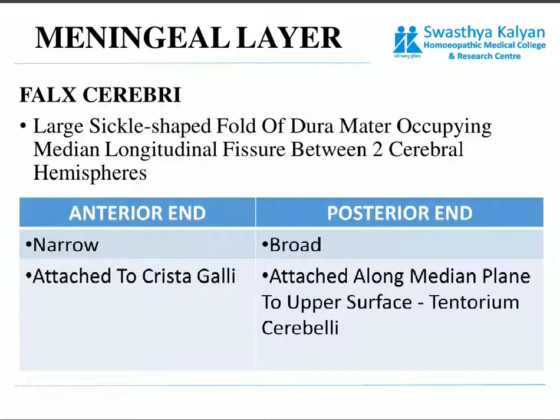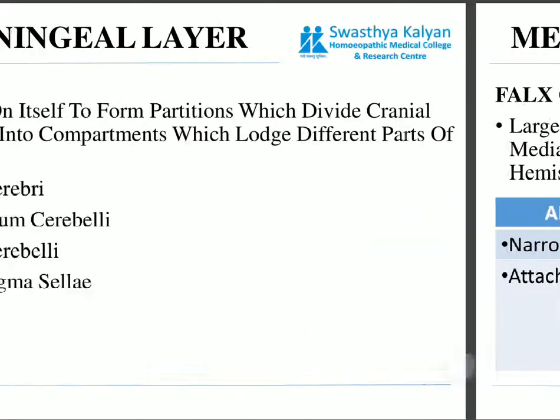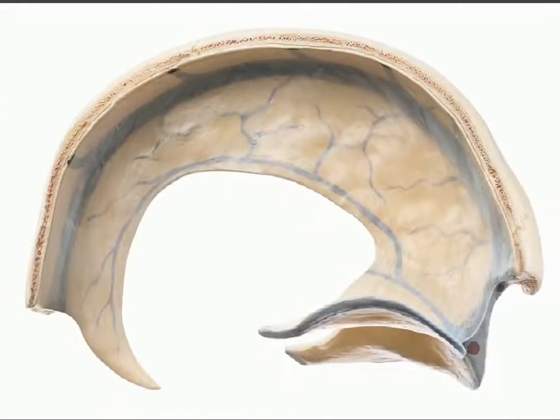It has an anterior end which is narrow. It is attached to the crista galli of the ethmoid bone, and the posterior end is broad. It is attached to the upper surface of the tentorium cerebelli in the median plane. So in the figure, this is the falx cerebri. It is sickle shaped, exactly in the midline.